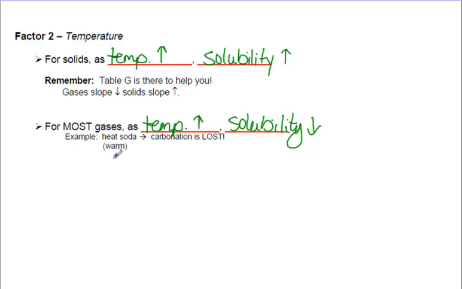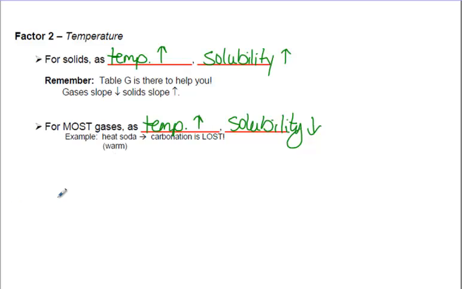Not many people like to drink warm soda, but if it does sit in a car on a hot day, it will go flat. The carbonation will be lost, even though it might still be under pressure. You're increasing the temperature of it as well, so it's going to make the carbonation release much quicker.